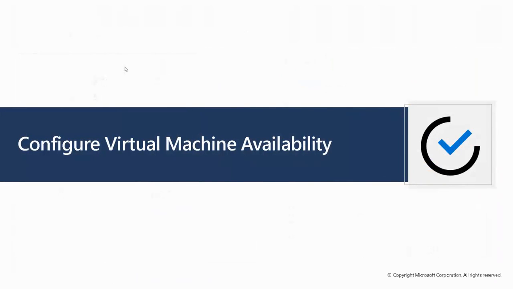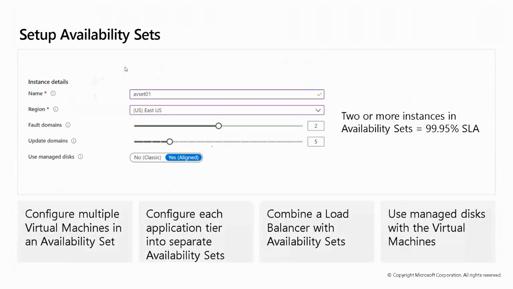As well, remember that we were talking about some of the benefits of the cloud, which is high availability. We can configure the virtual machines to also have high availability. How do we do that? We can set up availability sets. In my availability set, of course, I need to give it a name, and it has to be a unique name. We have to select a region, and we can choose how many fault domains we want to have and how many update domains we want to use.